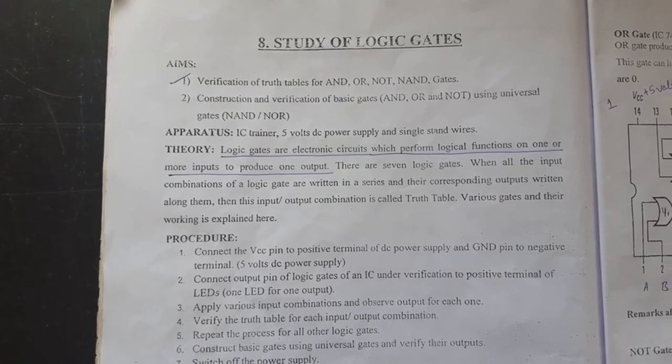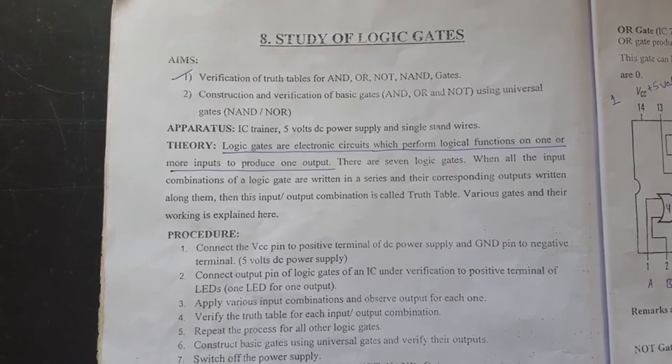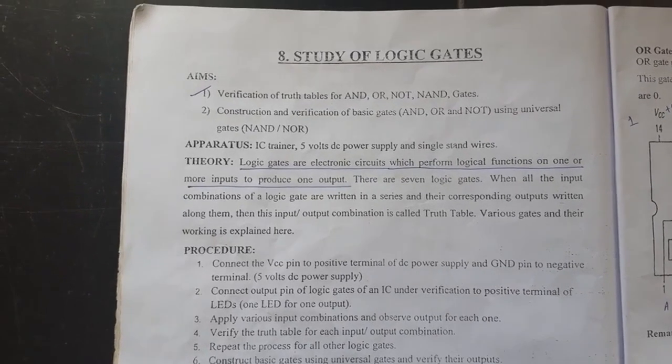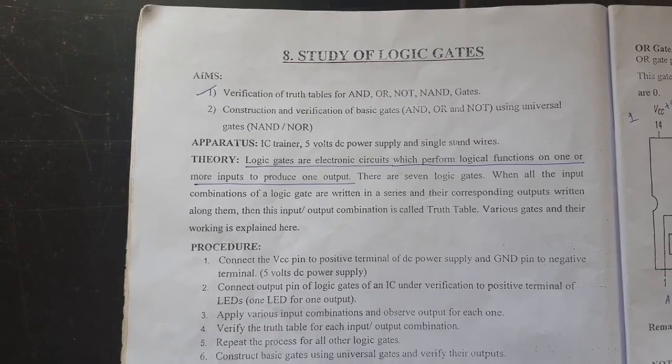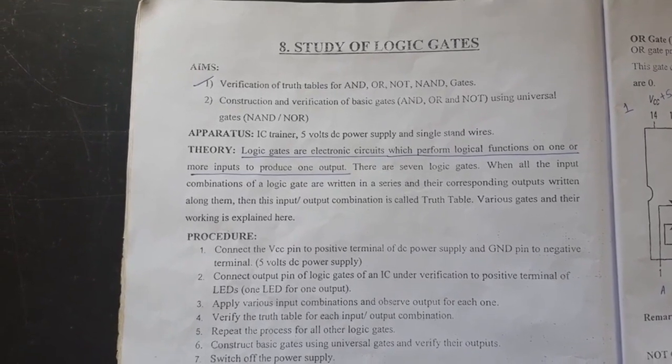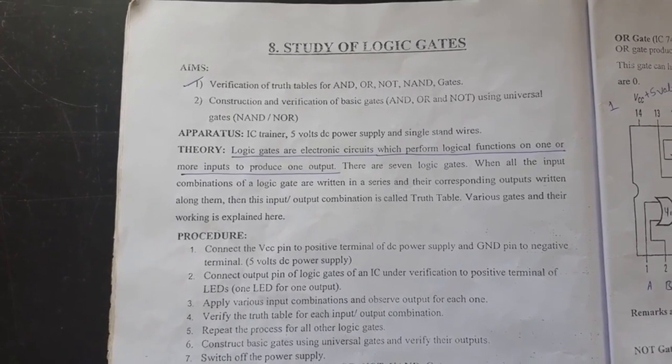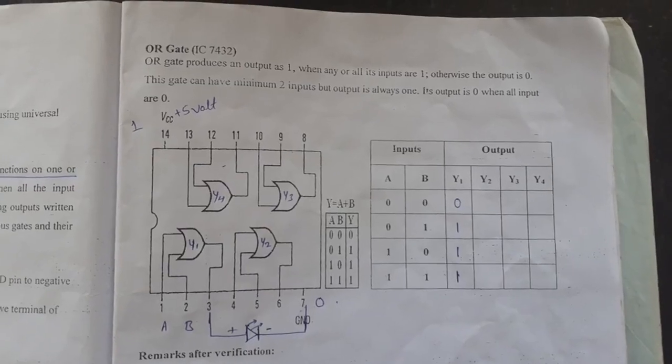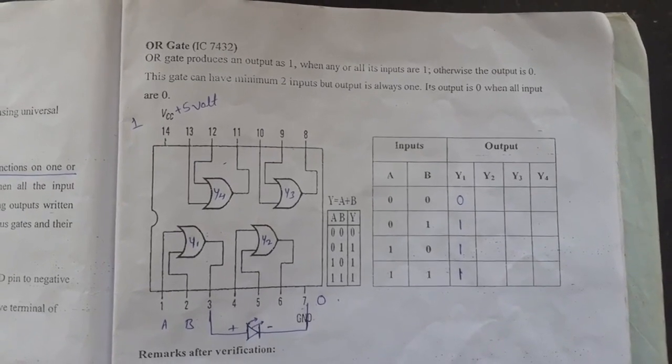Now we are studying the logic gate experiment. The aim of the experiment is verification of truth table for AND gate, OR gate, NOT gate, NAND gate and NOR gates, and also construction and verification of basic gates by using universal gate. Now we are demonstrating the OR gate experiment.